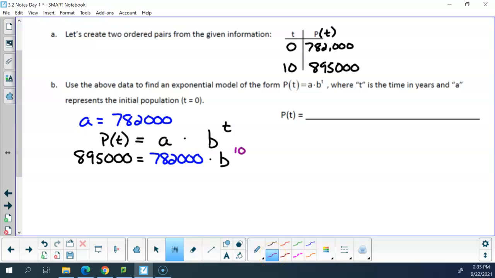So we need to solve that equation for B. How am I going to solve that equation for B? Subtract 782,000? Do we agree with subtracting? Why not? It's multiplication, so we should divide instead. Okay? So I'm going to have to divide both sides by 782,000.